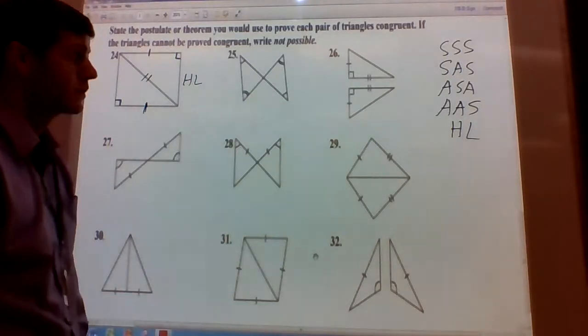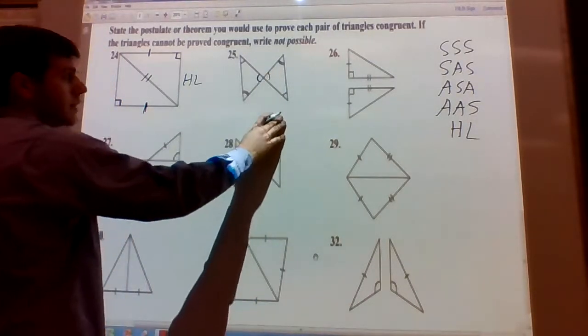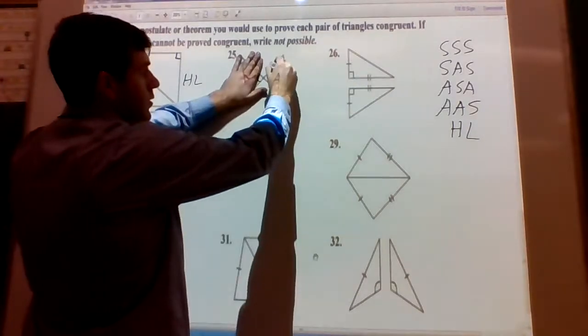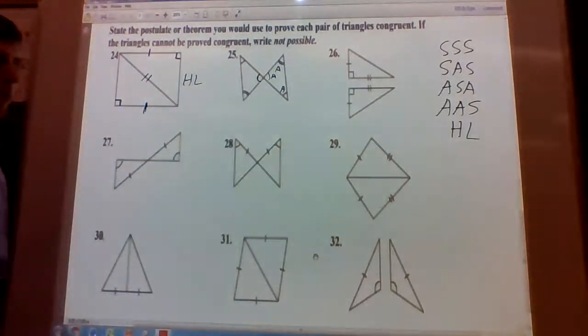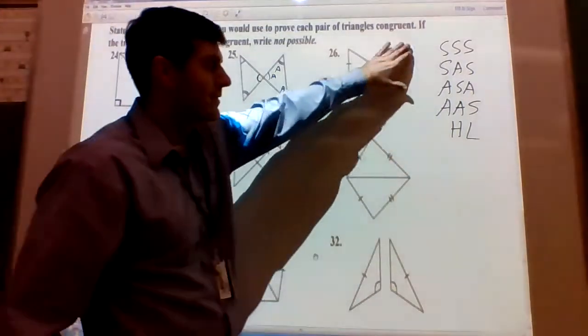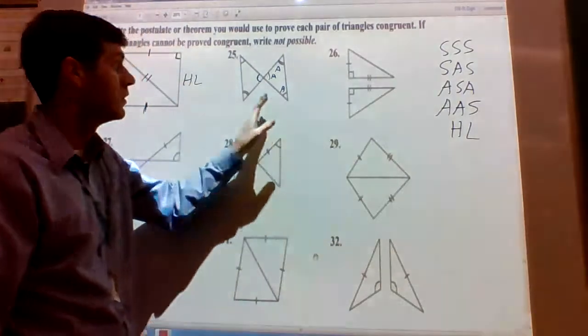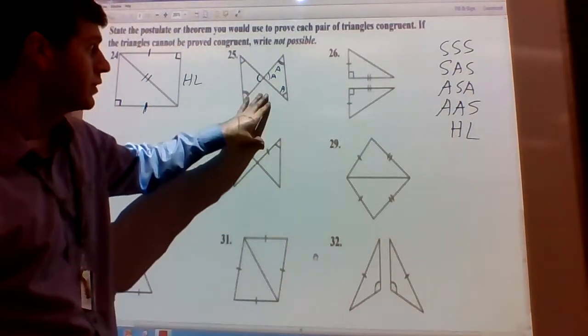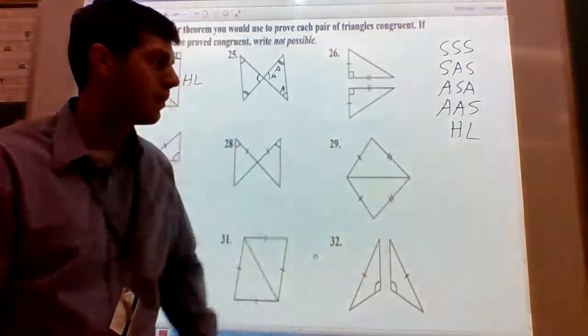Next one, again, look for shared sides or vertical angles. We have vertical angles. Okay, cover one triangle up. We have angle, angle, angle. Is angle-angle-angle one of our possibilities? It is not. Okay, let's check for hypotenuse-leg though. Do we have any right angles? Nope. Since we don't have right angles, we can't use hypotenuse-leg.